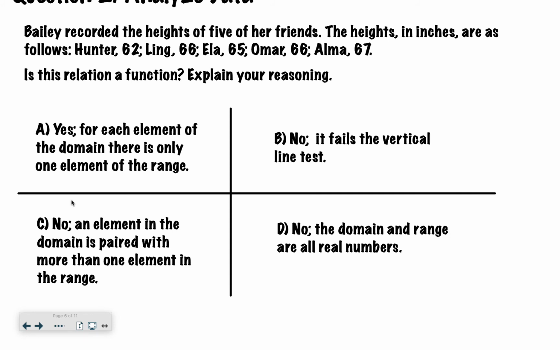For this problem, hopefully you figured out that letter A is the correct answer because each person can only be one height. It's not like a person could be 2 different heights. So that is why it would be letter A. It is a function.